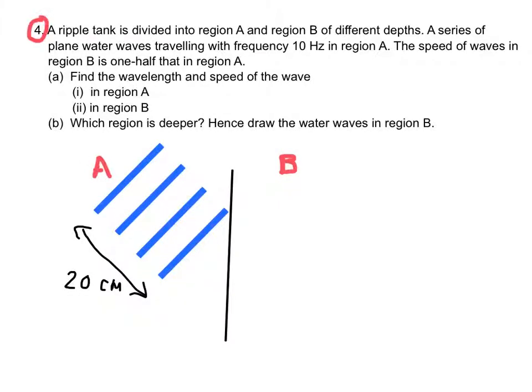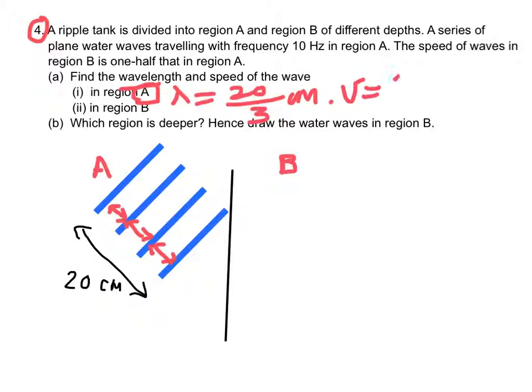Question number 4. The wavelength of the wave in region A is equal to 20 divided by 3 cm, and the wave speed in region A is equal to frequency times wavelength, which is 10 times 20 over 3 cm per second.